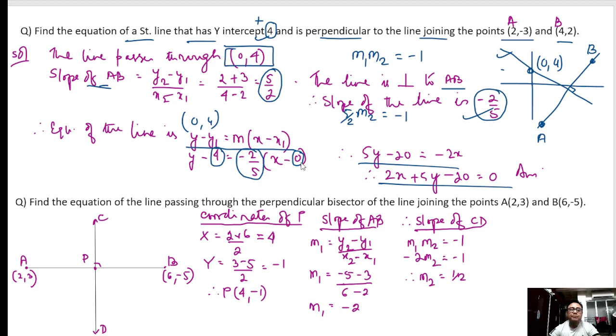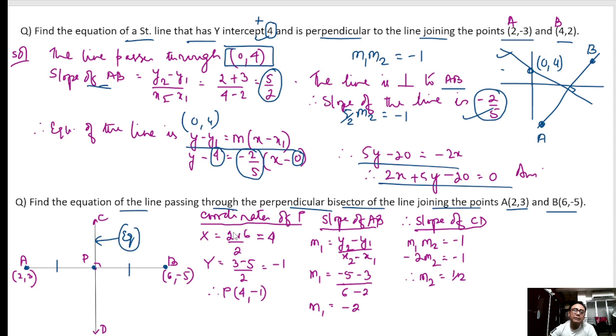So let's see the next question, friends. Find the equation of the line which is the perpendicular bisector of the line joining the points. So there is a line joining the points A and B, and you have to find the equation of the line which is perpendicularly bisecting it. So P is the midpoint.